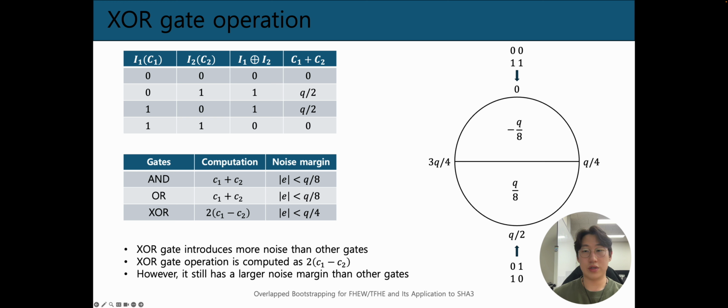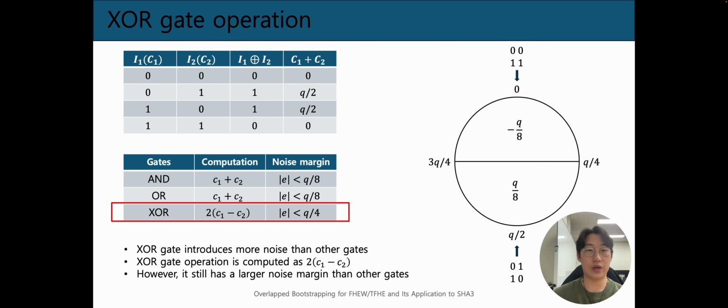However, the noise margin for the XOR gate is actually larger than that of other gates. For most gates, the absolute value of noise must be smaller than Q/8 to ensure correct decryption. But for the XOR gate, it only needs to be smaller than Q/4. This relaxed requirement allows the XOR gate to tolerate more noise while still producing the correct output.